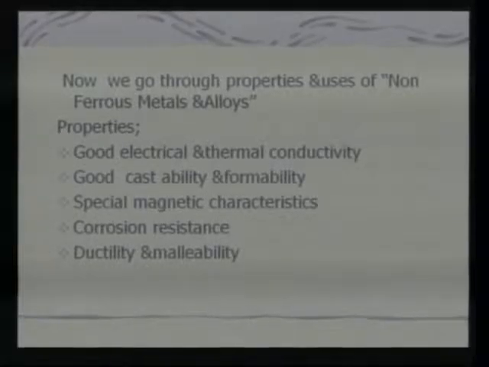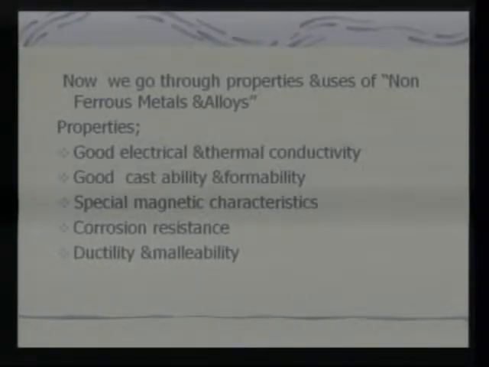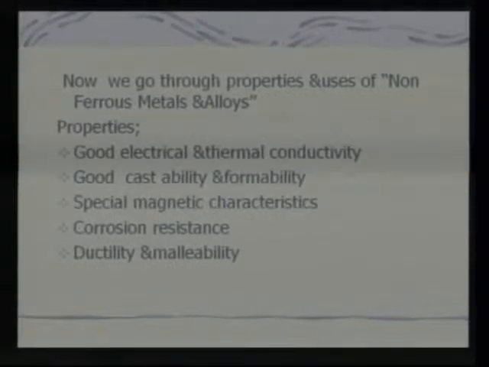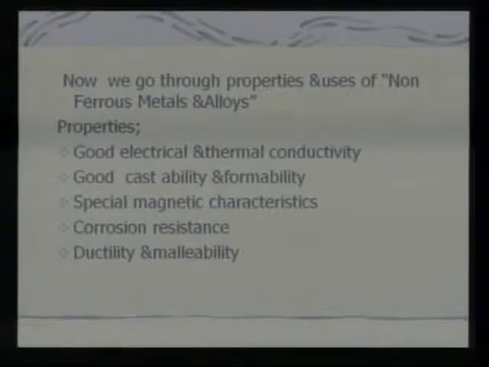Now we go through the properties and uses of non-ferrous metals and alloys. Properties: good electrical and thermal conductivity, that is they can easily conduct electrical power as well as thermal heat. Next is good castability and formability, that is any type of casting is possible with non-ferrous metals and alloys. Formability means they can be shaped to any required shape.